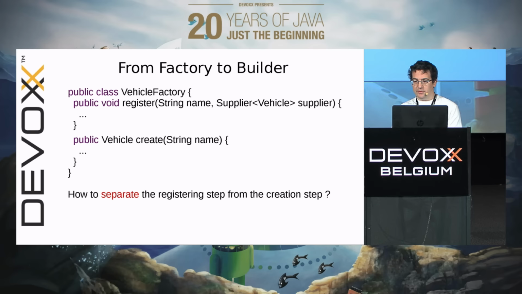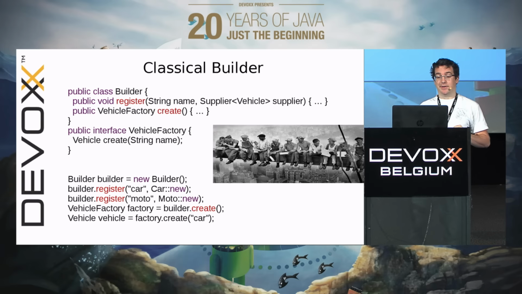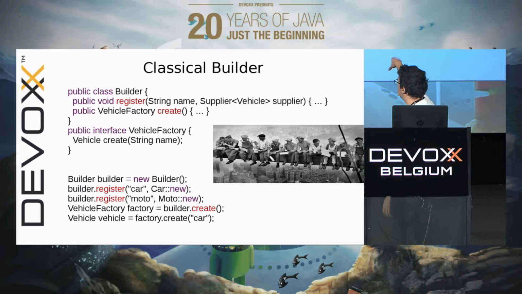What is the design pattern for that? I want to separate registering from the creation. The builder. It is the classical builder. You can see it.